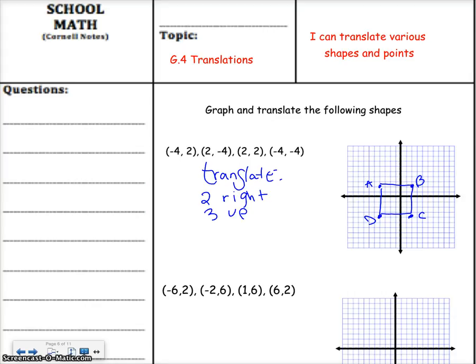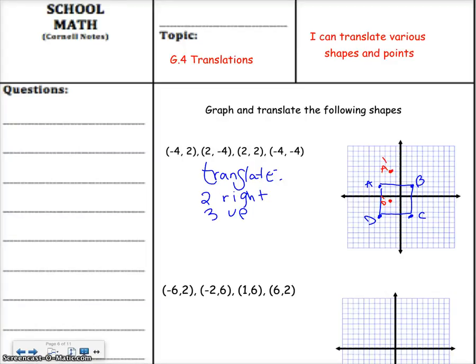This is where you might want to color code today. So each point I'm going to go 2 to the right, 1, 2, up 3, 1, 2, 3. Label your new vertices. If you don't label your new ones, it does not count. You have to show that it's a new vertex. 2 to the right, 1, 2, up 3, 1, 2, 3. This will be A prime.